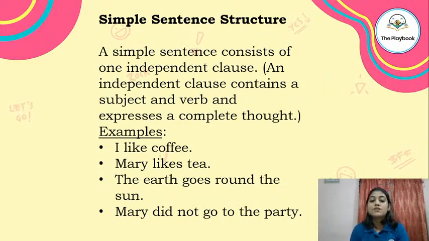The earth goes round the sun. Mary did not go to the party. There are no other clauses or fragments in this sentence. It's just one independent clause.